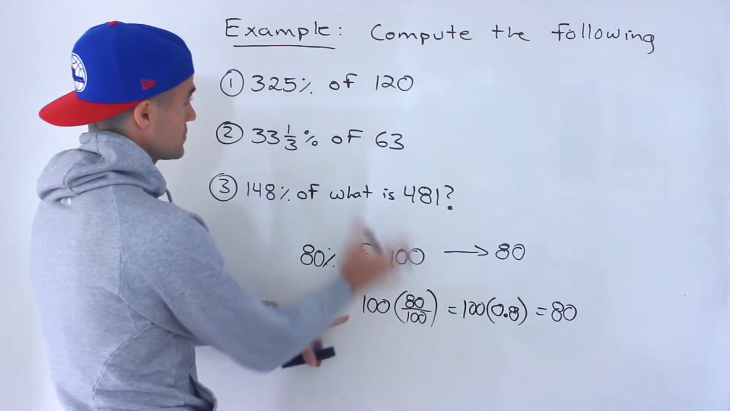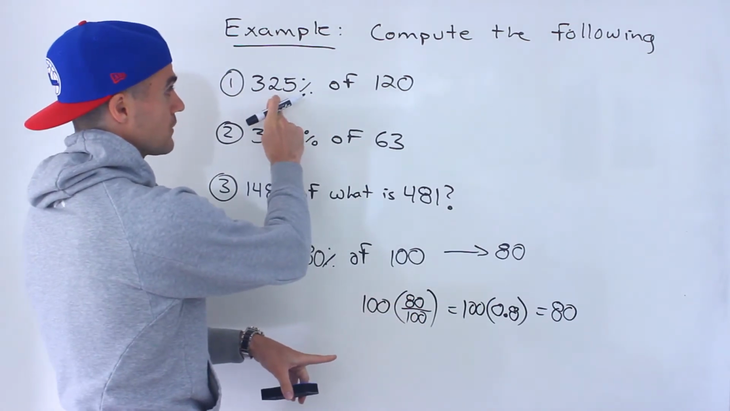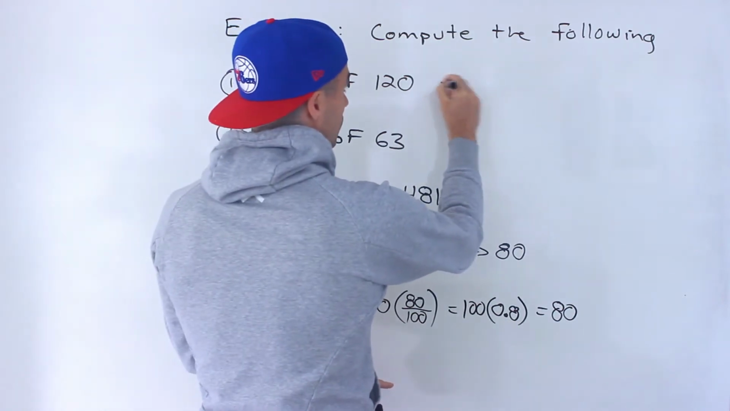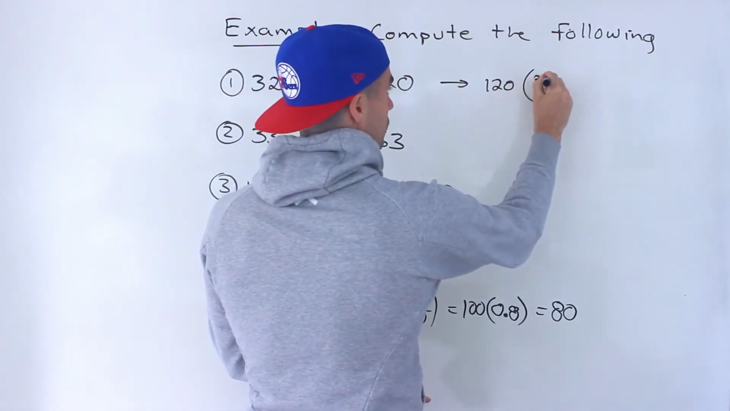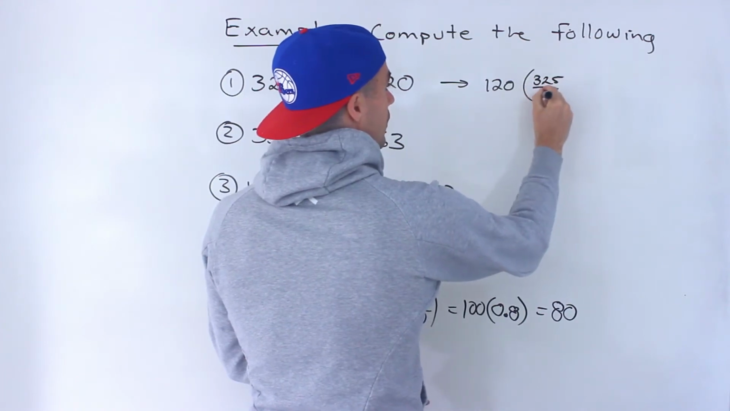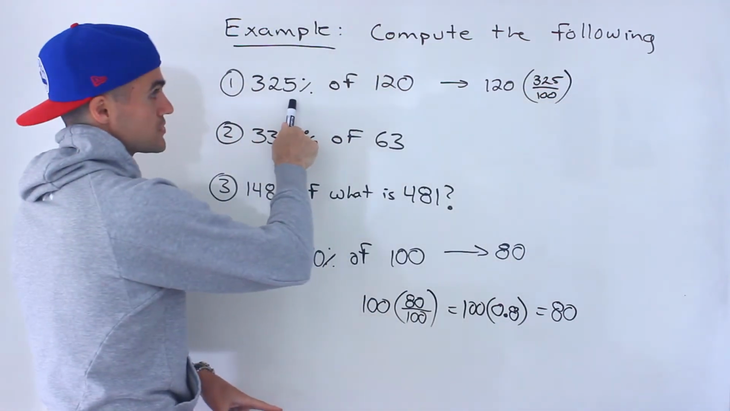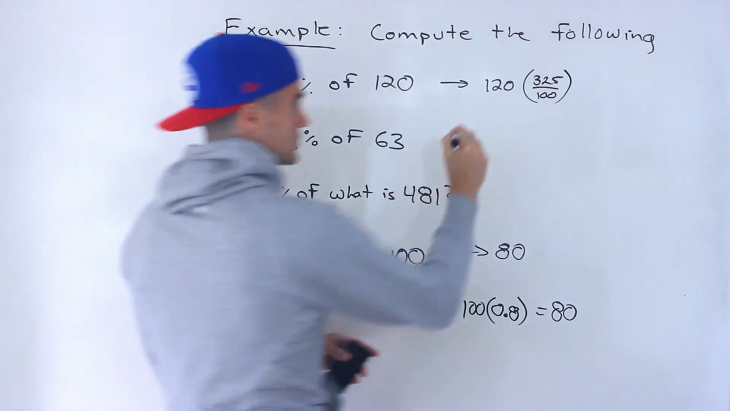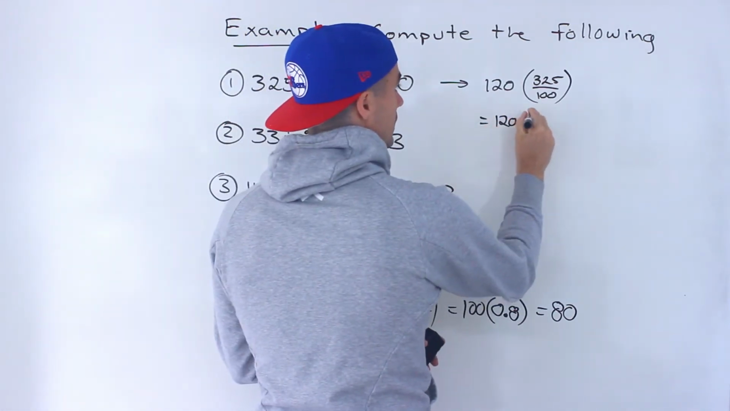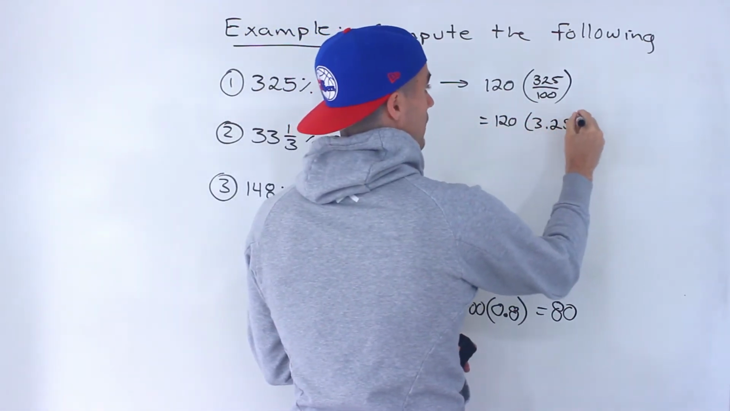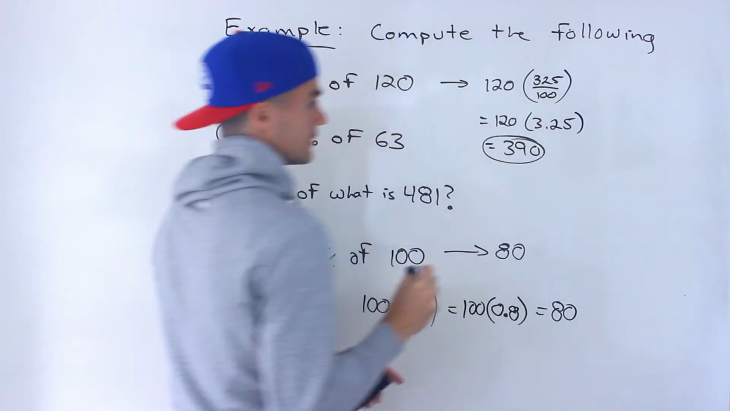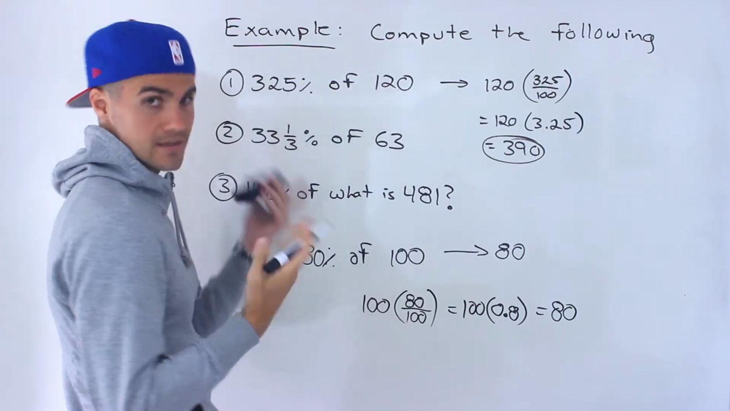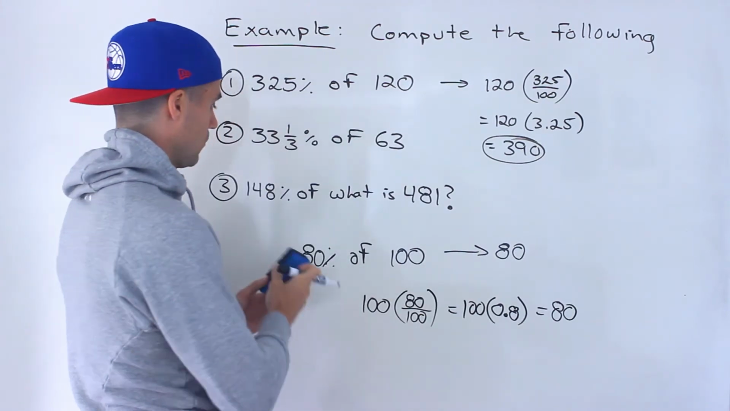So if we take this process and apply it here, what's 325% of 120? Well, we would take the 120 and multiply it by 325 over 100. We have to take this percentage and convert it to a decimal. So this would end up being 120 times 3.25, which would give us 390. So that's the answer to number one.